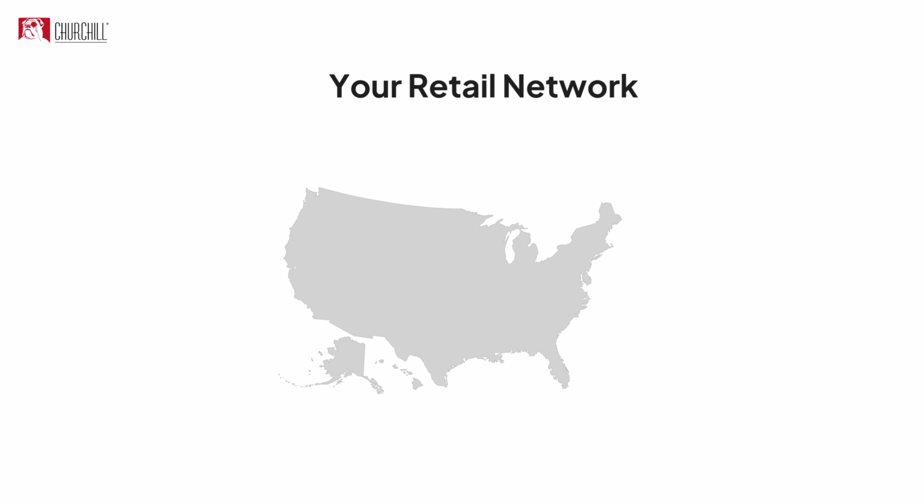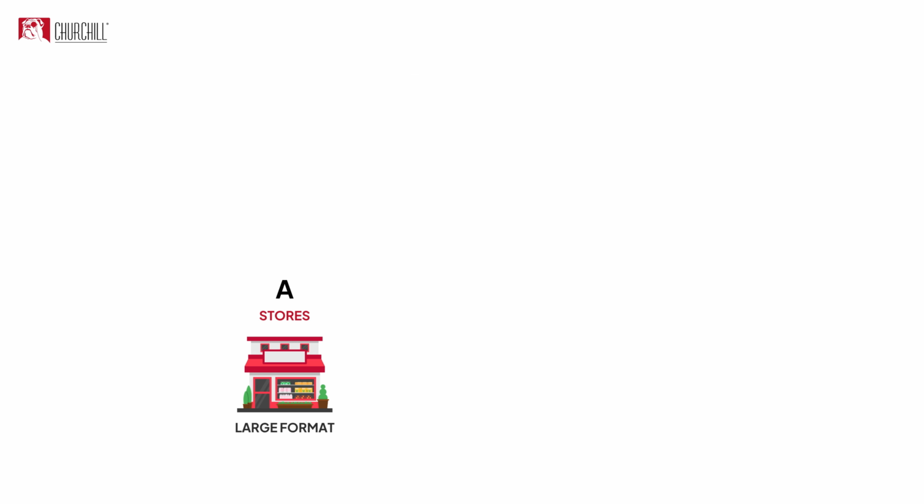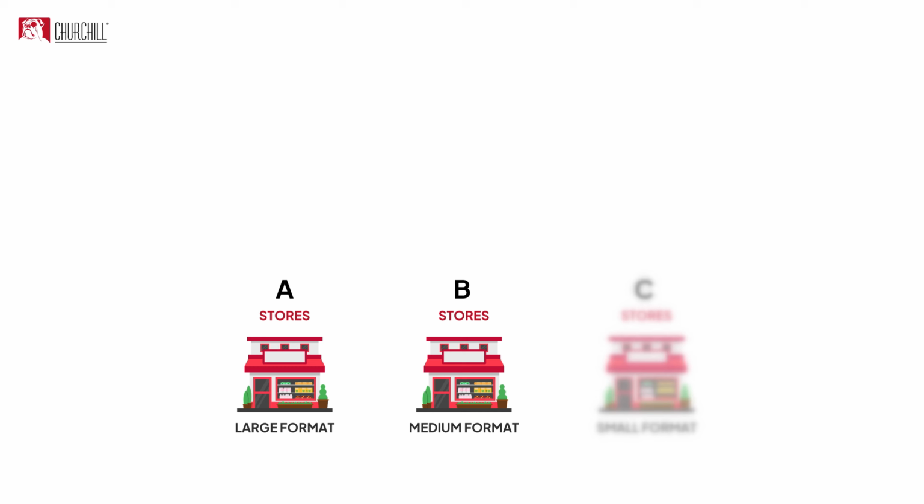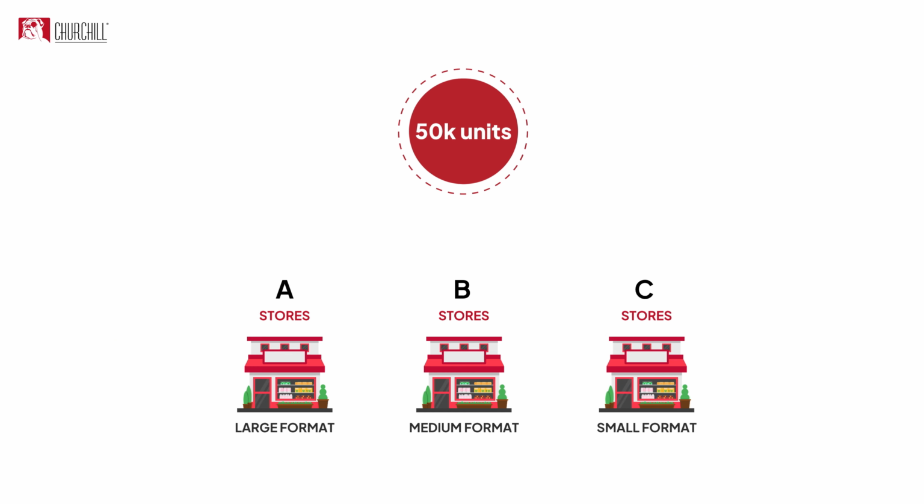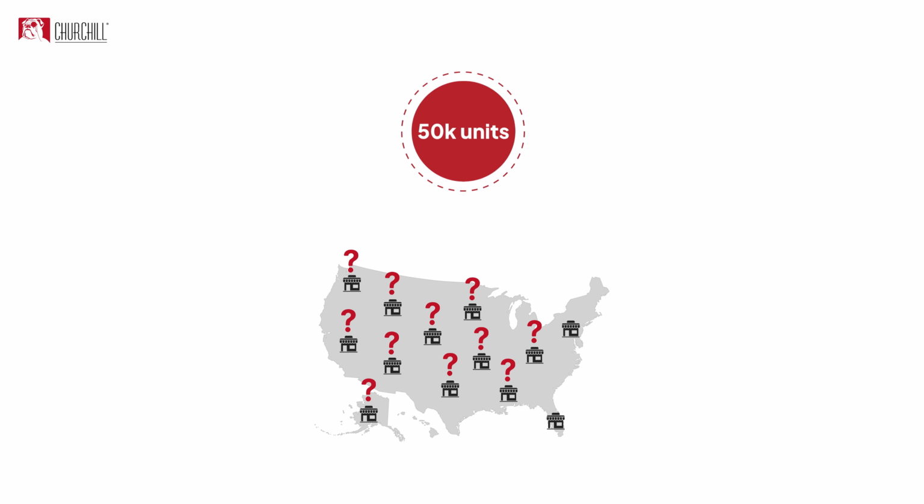You are a large retailer with 500 locations in North America. Some large formats, some medium, and some small. You have an inventory of 50,000 units of a single item arriving at your distribution center. The question becomes, where should those 50,000 units go?